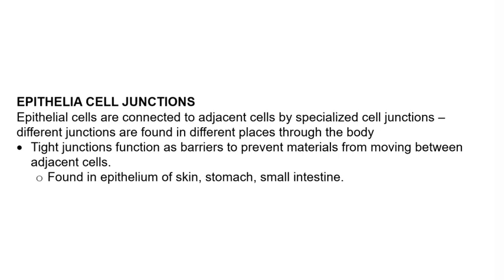Epithelial cells are connected to adjacent cells with specialized cell junctions. Different junctions serve different purposes, and therefore they are found in very specific places throughout the body. The first example here is tight junctions, and these junctions function as barriers in order to prevent materials from moving between the adjacent cells of an epithelial tissue. And this helps to prevent chemicals or materials from seeping down into deeper layers of tissue and potentially causing damage. Typically, tight junctions are found in epithelial tissues that form the skin, that line the stomach, and the small intestine.